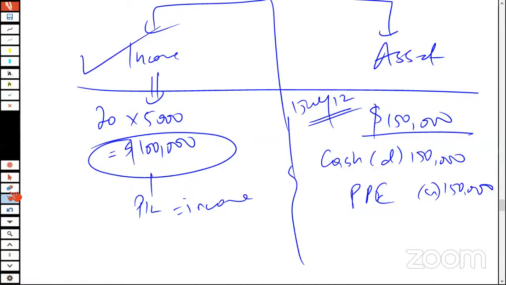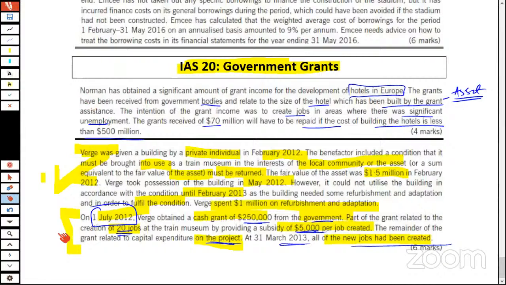Is that okay now? Okay, so what have we done? We have gone through this IAS 20 government grant and few of the questions pertaining to government grant. So that's all.